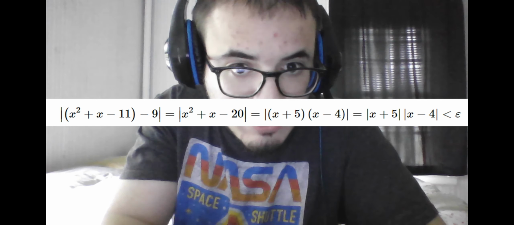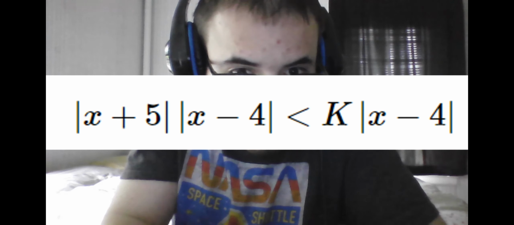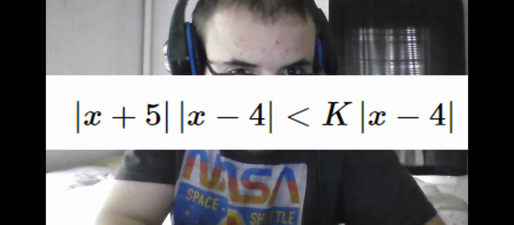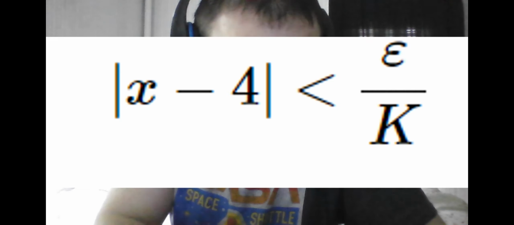We take an arbitrary value of k which we say the absolute value of x plus 5 is less than. So now the left hand side is less than k times the absolute value of x minus 4. And we see absolute value of x minus 4 must be less than epsilon over k.